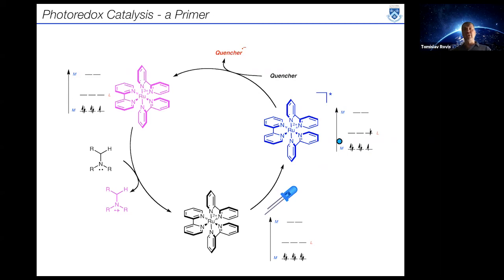You can clearly quench it either way. I illustrate here an oxidative quench that generates a stronger oxidant, which is known to be strong enough to oxidize tertiary amines to radical cations. And the chemistry that I'll tell you about goes through this intermediate.